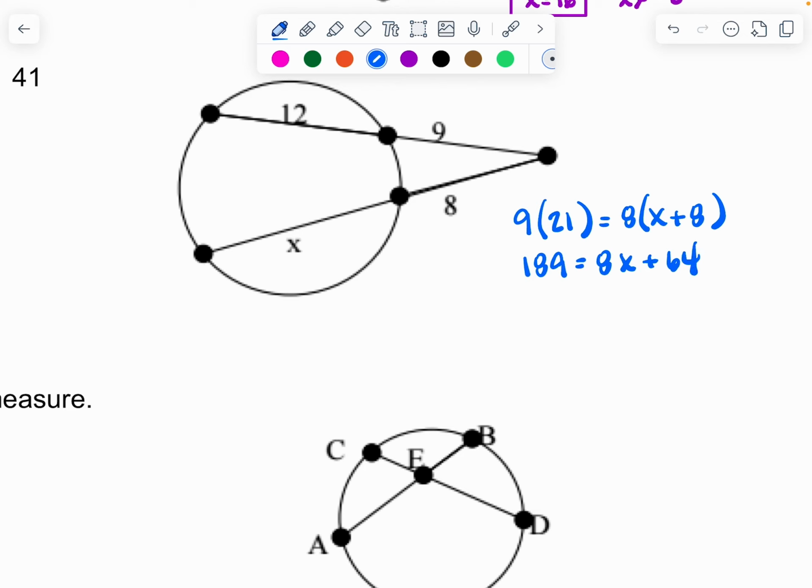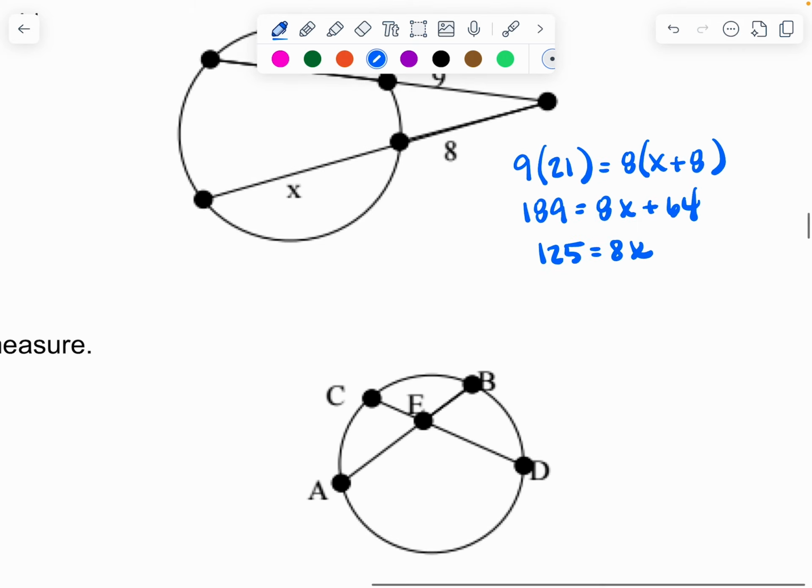Right, so we're going to subtract our 64 from that 189. We're going to get 125 equals 8x. And then we're going to divide by 8. And we're going to get 15.625.